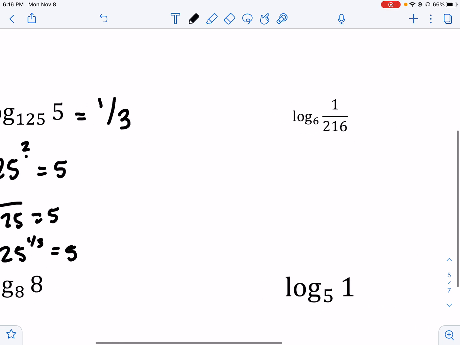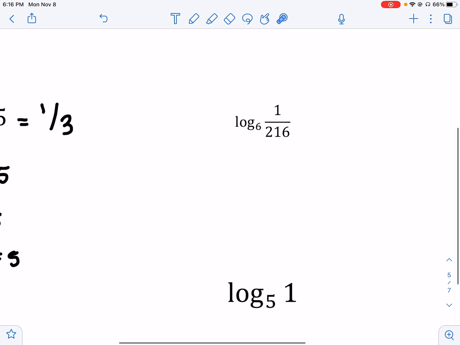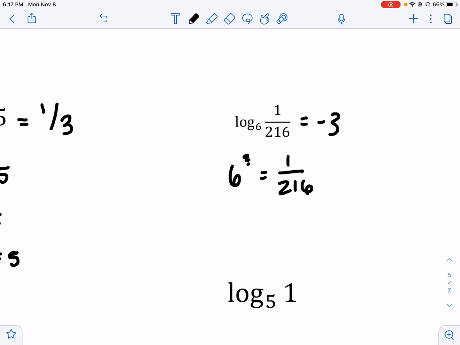This one looks a little similar, but different. Notice this one we need a large base and a small argument. Here we still have a small base, but our argument is a fraction. So once again, we're going to say 6 to the what equals 1 over 216. Well, I know in order for a normal number to be turned into a fraction, my exponent has to be negative. 6 cubed gives me 216. So my answer here is -3. Once again, the negative is what created the fraction, and 6 cubed gave me the 216.